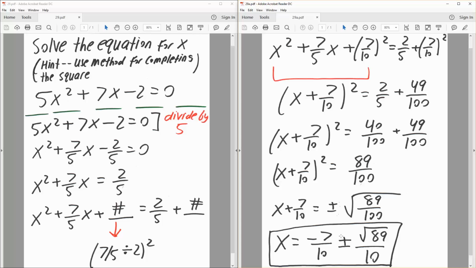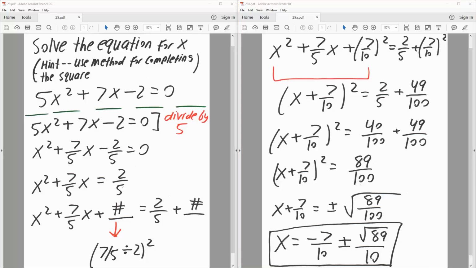We put it over here, plus or minus the square root of 89 divided by 10, because the square root of 100 is 10, and the square root of 89, we don't know. It's not a whole number. And so this right here would be the final answer. So there's two answers. x is equal to negative 7 over 10 plus the square root of 89 over 10, or x is equal to negative 7 over 10 minus the square root of 89 divided by 10. And this would be the final answer.